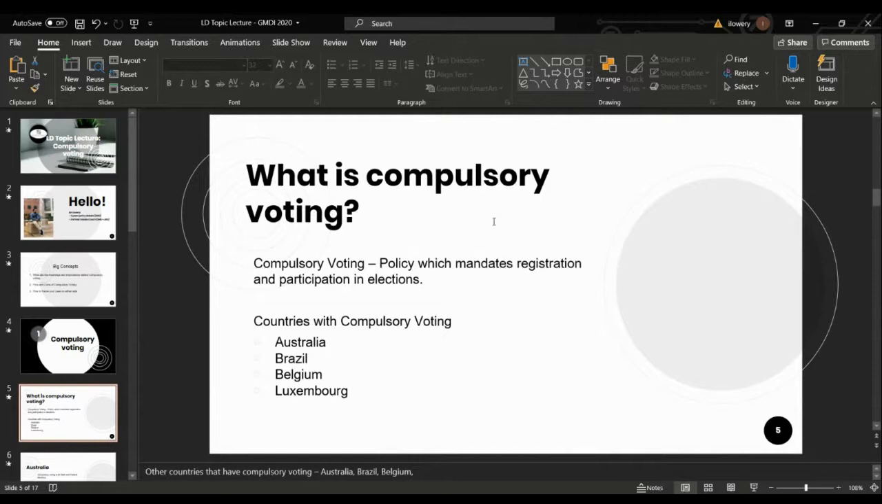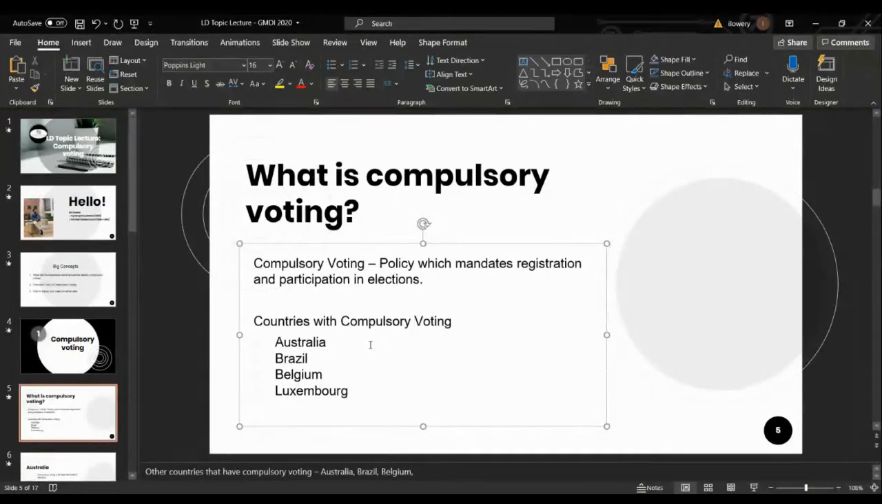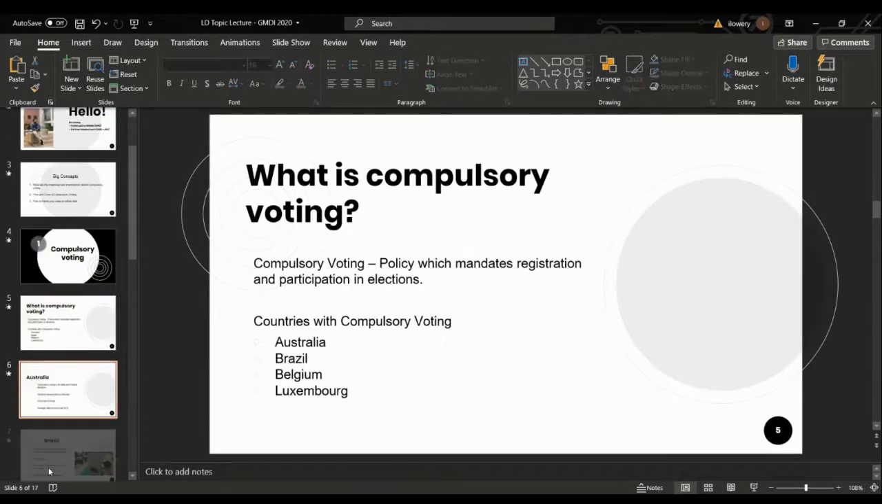So compulsory voting is basically a policy that mandates registration and participation in elections. It doesn't always mandate registration. Some countries only mandate that if you are already registered to vote, you have to participate. So we'll go over some examples of that. It already exists in over 35 countries. A couple of examples that we're going to go over are compulsory voting in Australia, Brazil, Belgium, and Luxembourg. So let's jump into that.